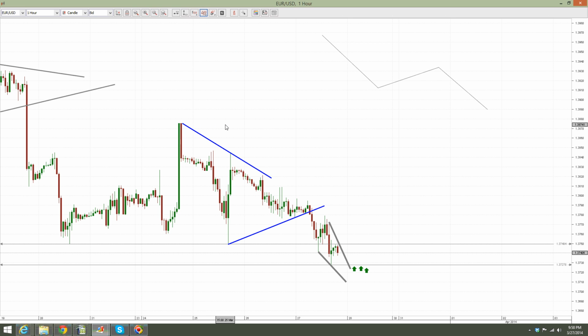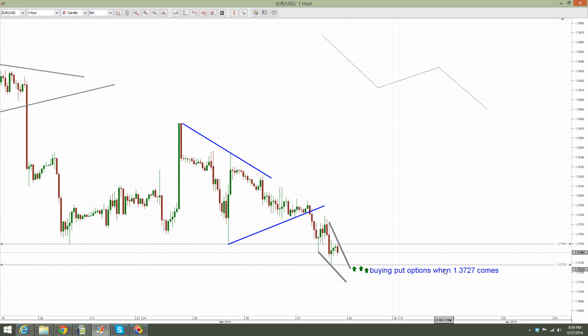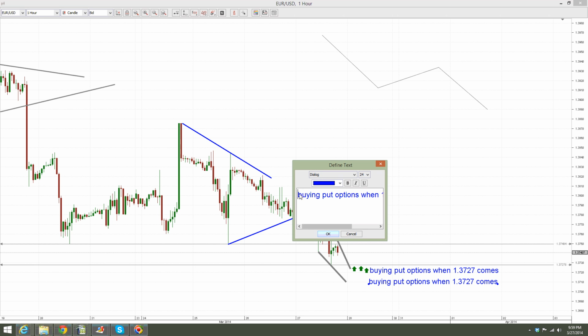But let's say buying put options when 1.3727 comes. The expiration date, end of week, of course. If it comes on Friday, it will be end of week, no worries. If it comes on Monday, again end of week, just end of week expiration date.